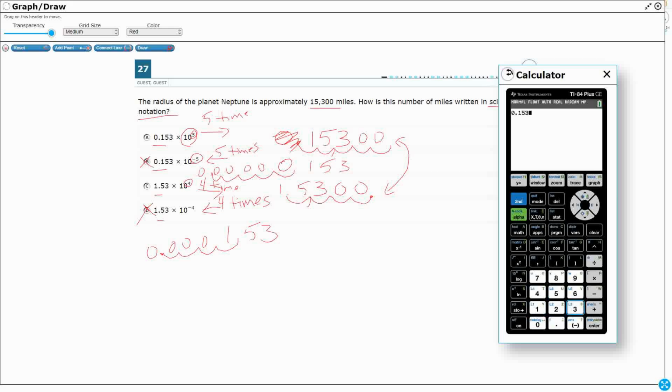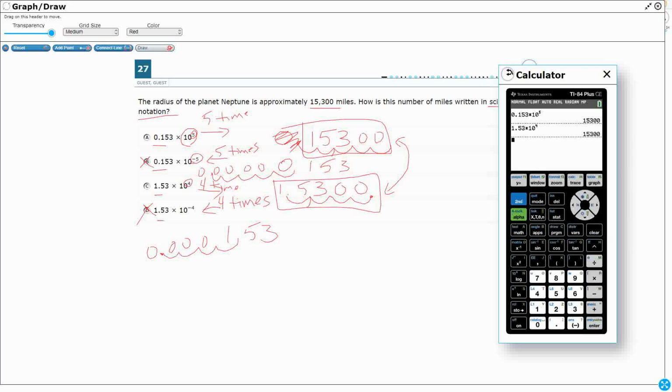0.153. We're going to multiply it by 10. Now, in order to get the squared, you would hit the x squared button, but we don't want to square. We want to take it to the fifth. So we're just going to hit this caret symbol. That gets us the exponent. All right, so the 15,300 works. Let's make sure we did the other one correctly. 1.53 times, and then we're going to do 10, hit the caret symbol to the fourth. Okay, so they're both correct.